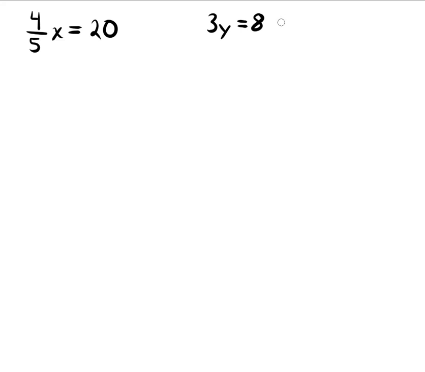So I have 3y is equal to 8. And I know the fraction is scaring people, so let's do this one first. 3y is equal to 8. So in this case, what's being multiplied times the y? Well, the operation present is multiplication, because the 3 is being multiplied times the y.